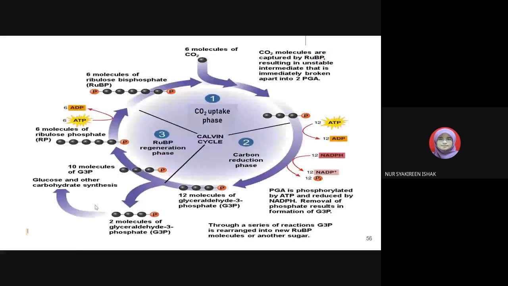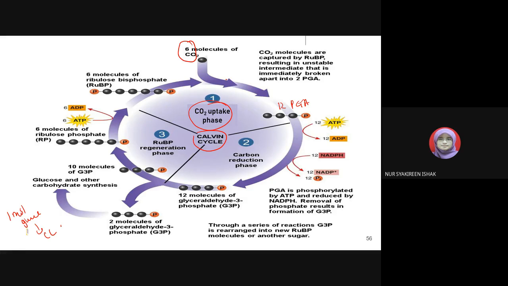Okay. So kalau tengok ke gambar ni, ingat matlamat Calvin cycle untuk hasilkan sugar. Okay, matlamat photosynthesis untuk menghasilkan glucose. One molecule of glucose is a 6 carbon compound. So kita perlukan 6 carbon dioxide to enter. Okay. First phase is carbon dioxide uptake phase. Okay. And then dia akan hasilkan berapa? 12 molecules of PGA. Okay.